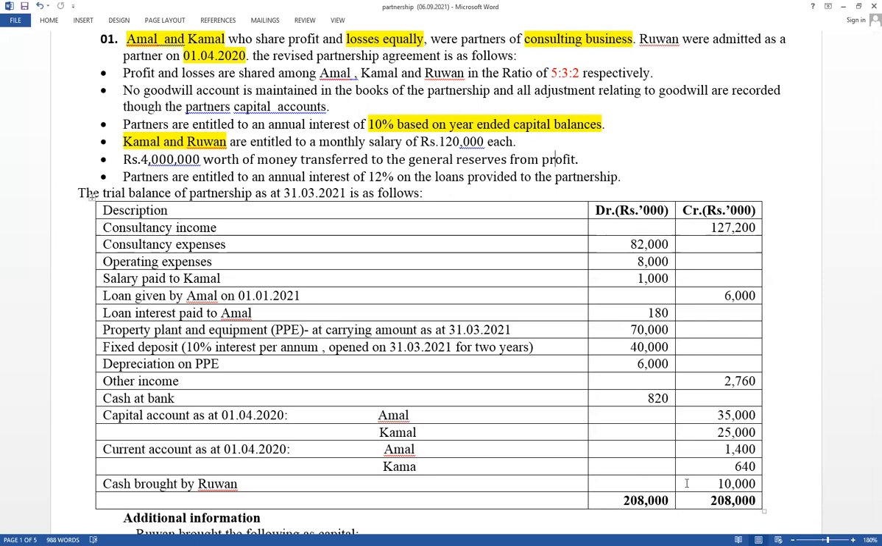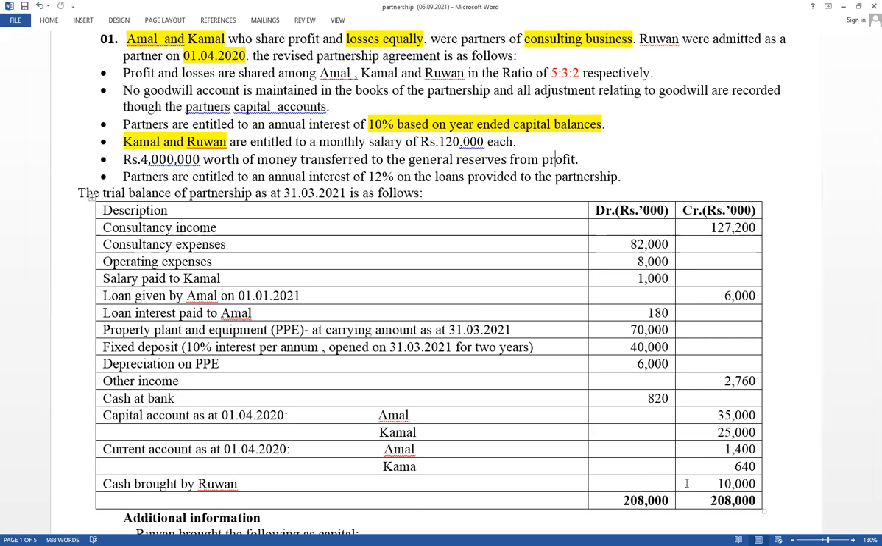We do not purchase or sell anything now. We provide a service. In a service business, consultancy income minus consultancy expense can be calculated as gross profit. Plus other income minus expense, net profit can be calculated.